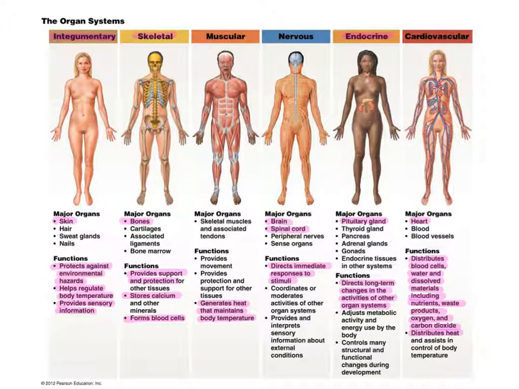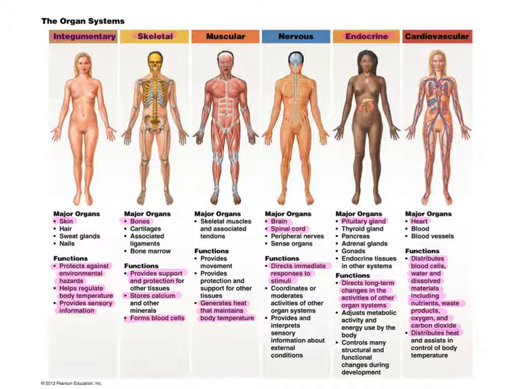Our objectives for today are: number one, we're going to identify and contrast the 11 major body systems and their functions. Number two, we're going to explain homeostasis. And number three, we're going to see how positive feedback and negative feedback affect homeostatic regulation.